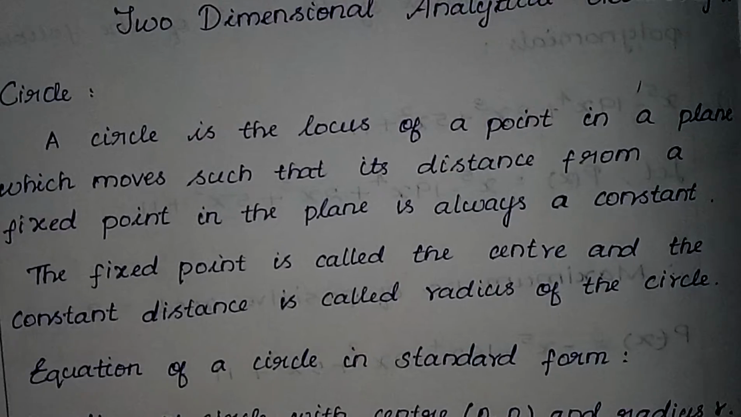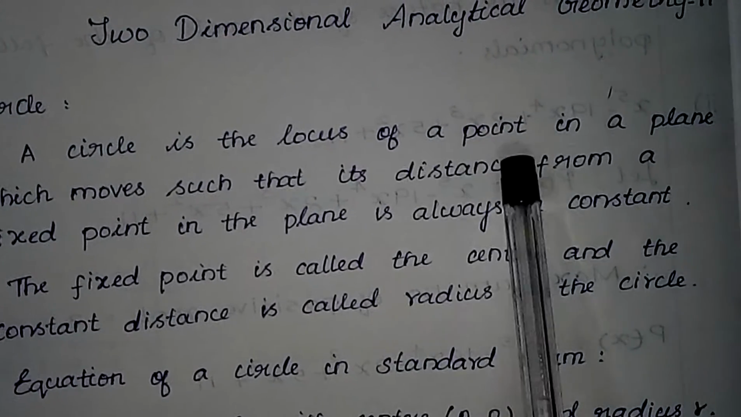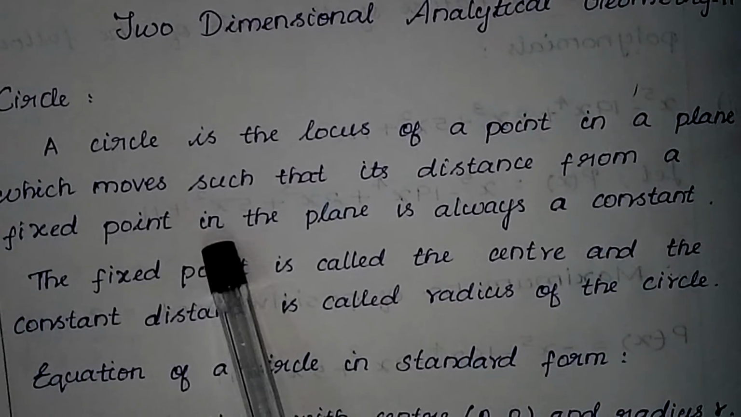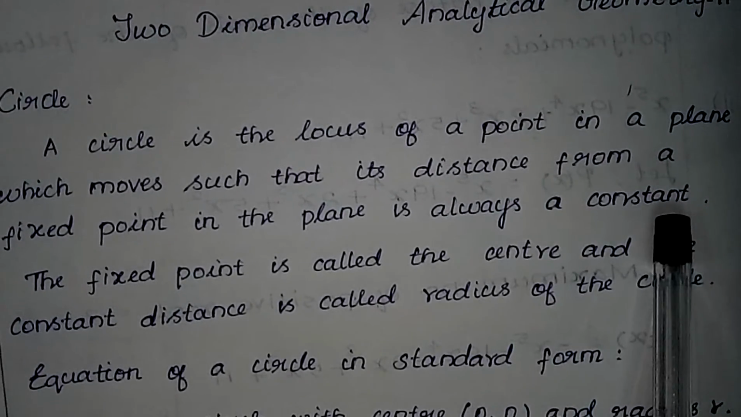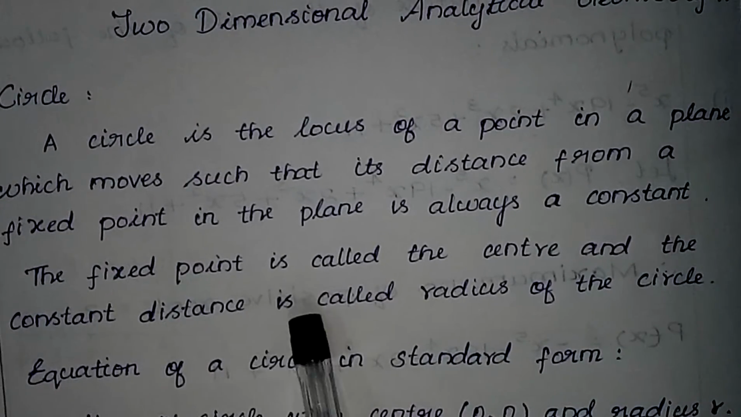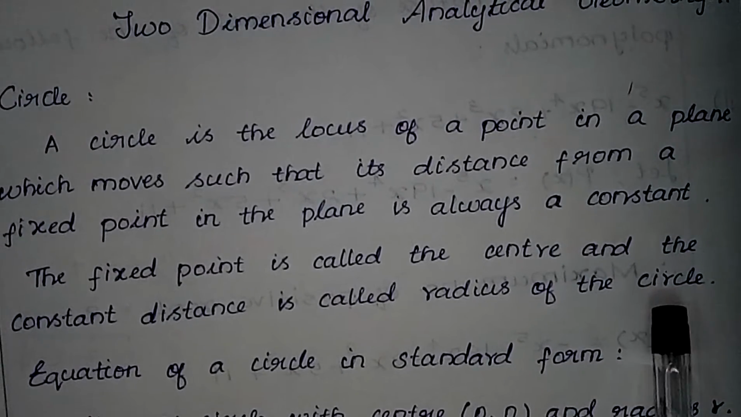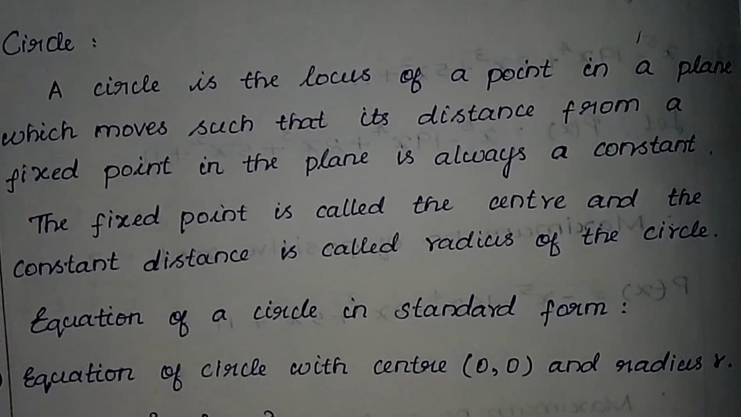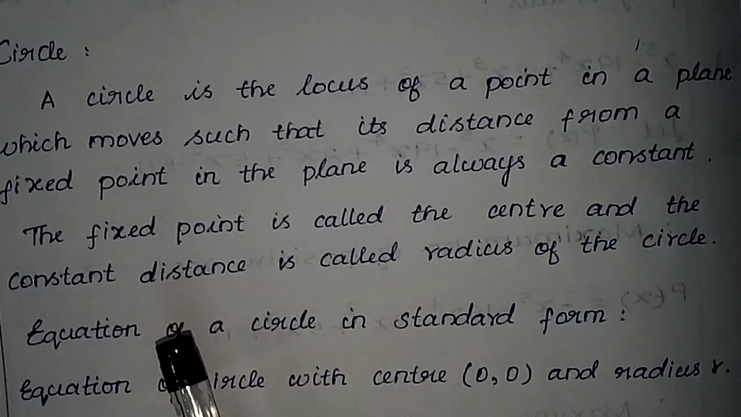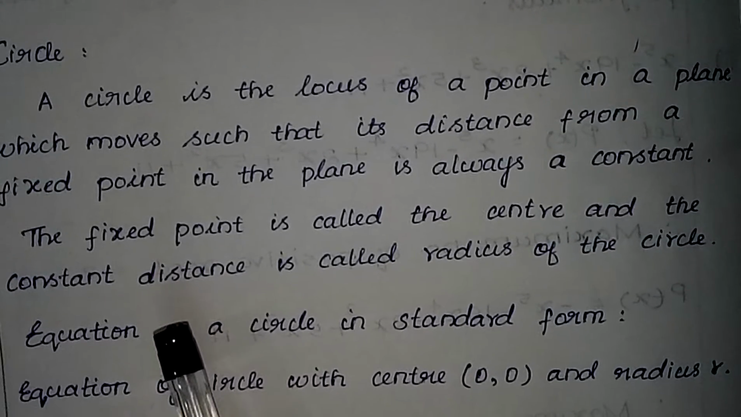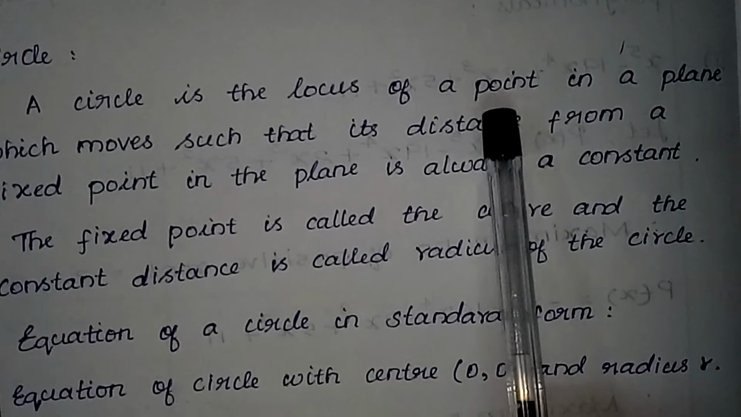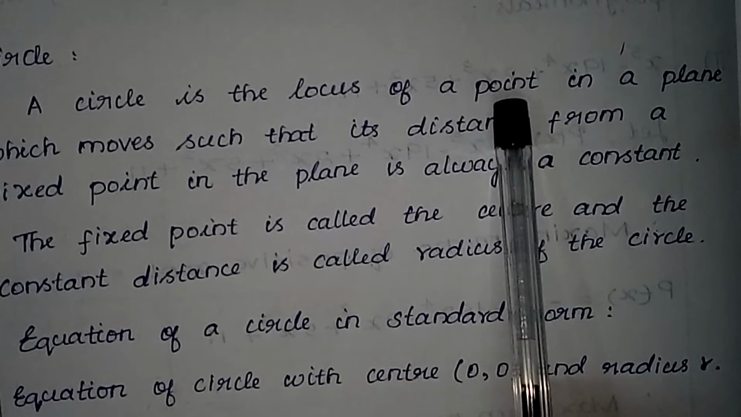So circle we know, isn't it? A circle is the locus of a point in a plane which moves such that its distance from a fixed point in the plane is always a constant. The fixed point is called the center and the constant distance is called the radius of the circle. So for a circle what we need is a moving point, a fixed point that is the center, and a fixed distance that is the radius. The path traced by a moving point is such that the distance between the fixed point and the moving point will be a constant value.